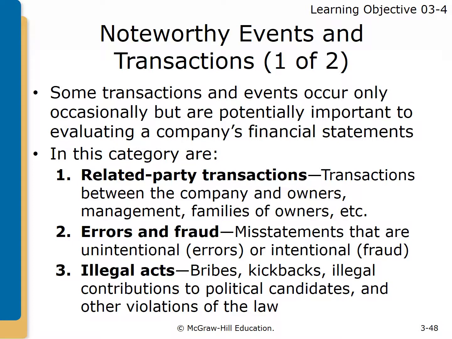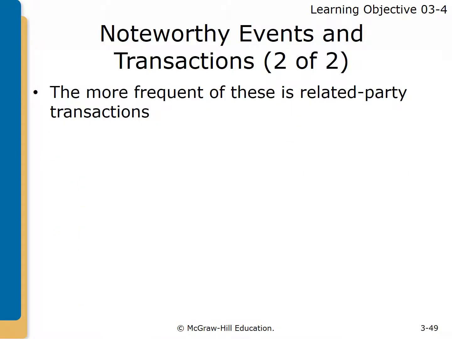Were there errors and fraud, misstatements that are unintentional or intentional, that have been found? And any kind of illegal acts brought up against the company or major employees within the company: bribery, kickbacks, illegal contributions to political candidates, or any other violation of the law. The more frequent of all of those, though, is usually related party transactions. They occur a lot, and so we want to make sure we disclose those so people know we're not trying to hide anything.